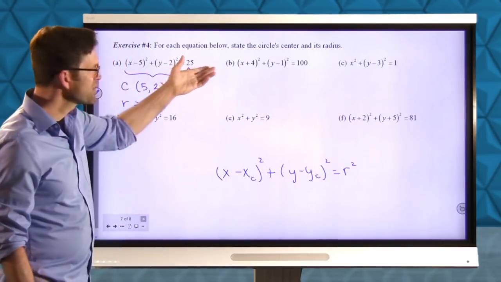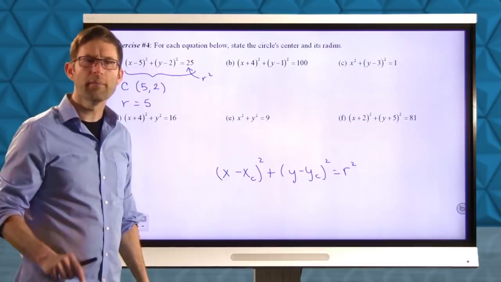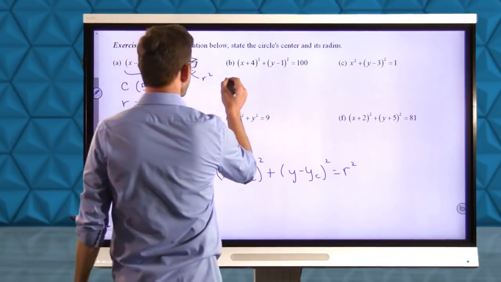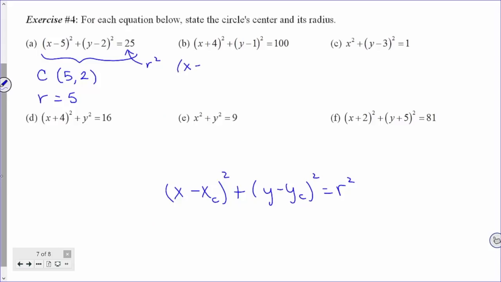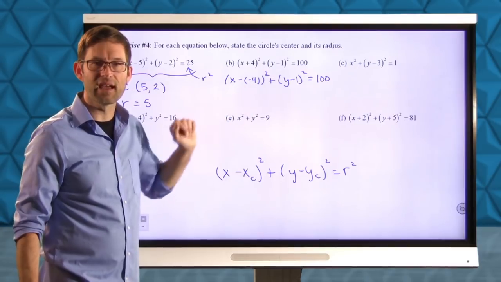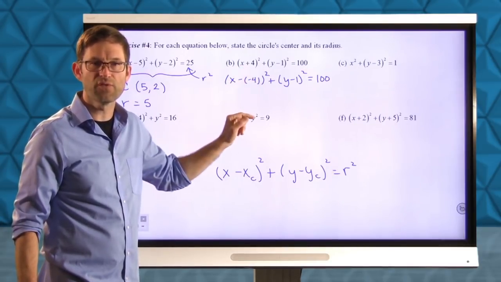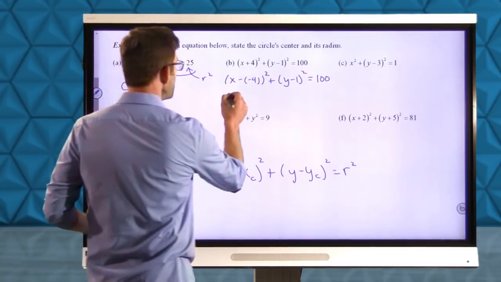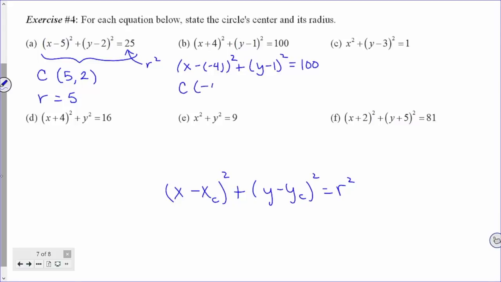What do I do with this x plus 4? Well, let me just suggest that I could write this as (x minus negative 4) squared plus (y minus 1) squared equals 100, right? If I write it like this, x minus negative 4, which is the same as x plus 4, then I can see that the center of my circle has coordinates of (negative 4, 1), and my radius is 10.